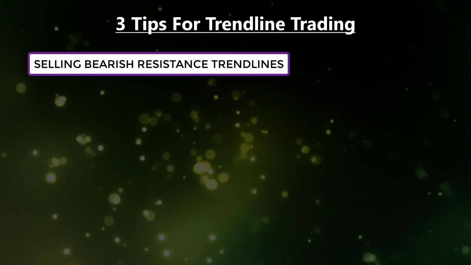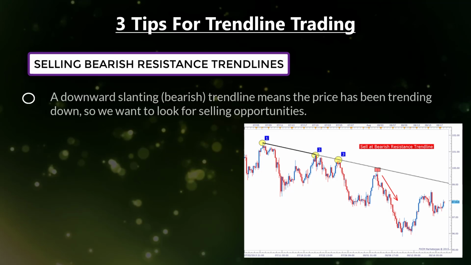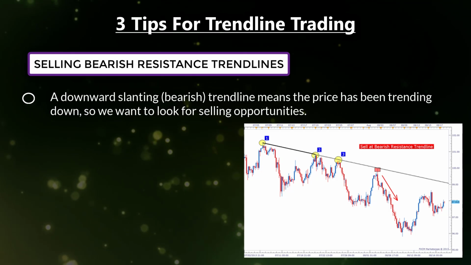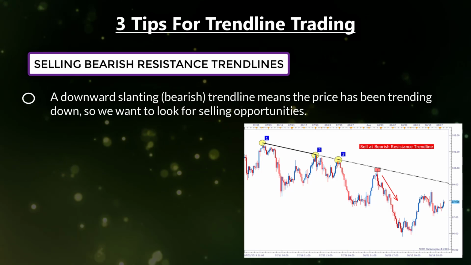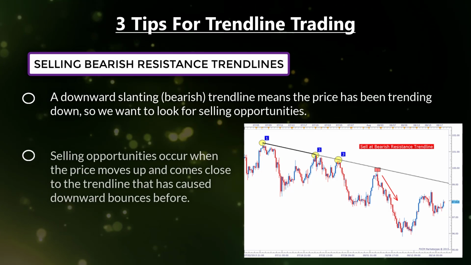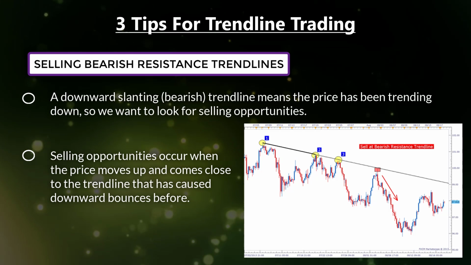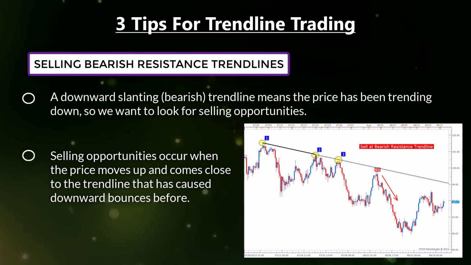Selling bearish resistance trend lines. A downward slanting bearish trend line means the price has been trending down, so we want to look for selling opportunities. Selling opportunities occur when the price moves up and comes close to the trend line that has caused downward bounces before.